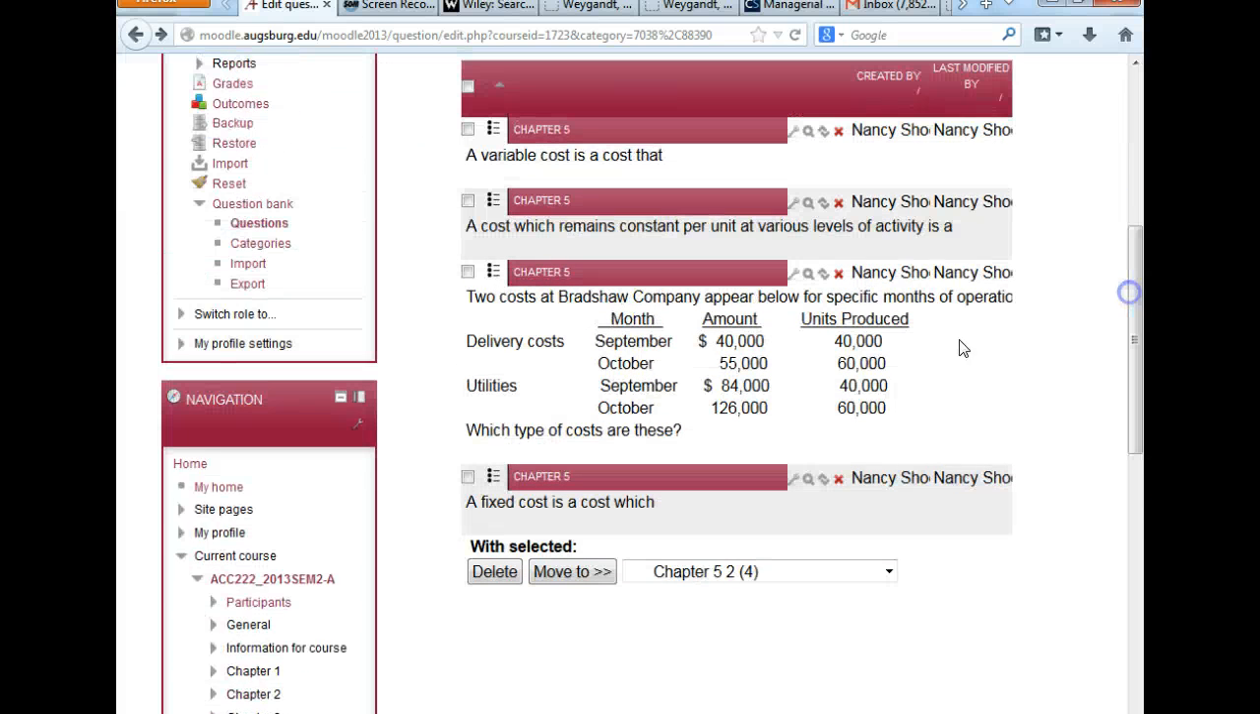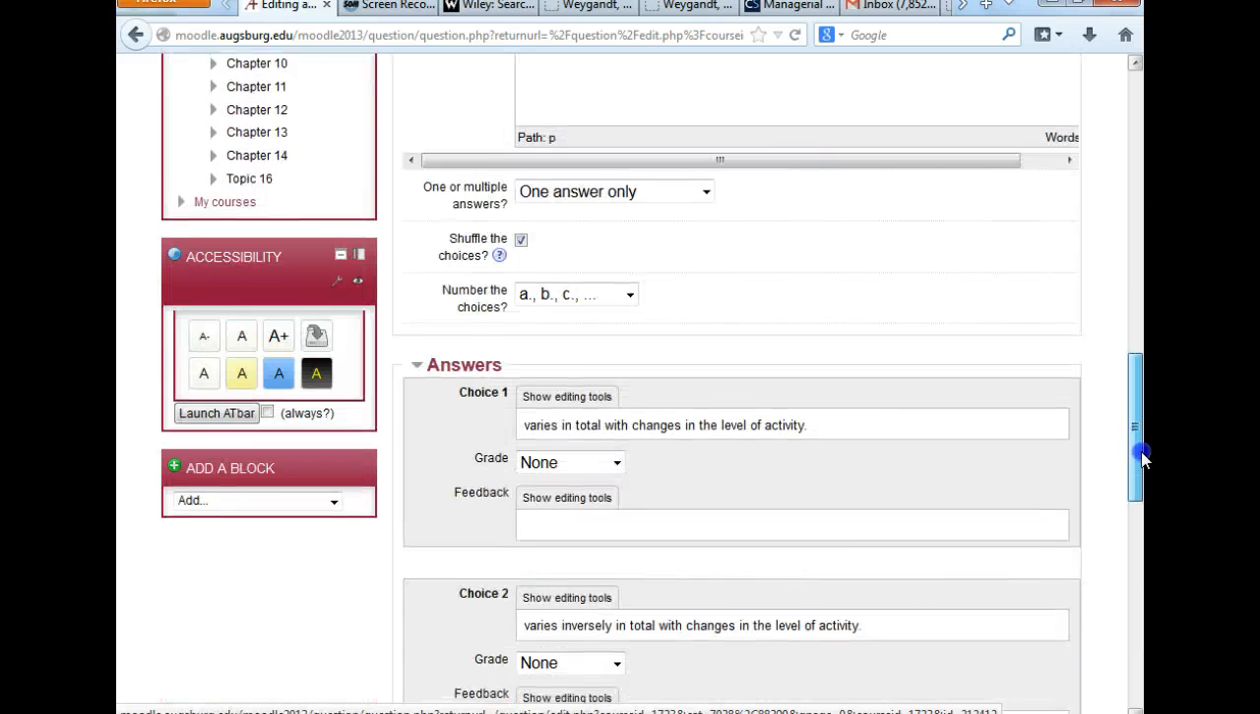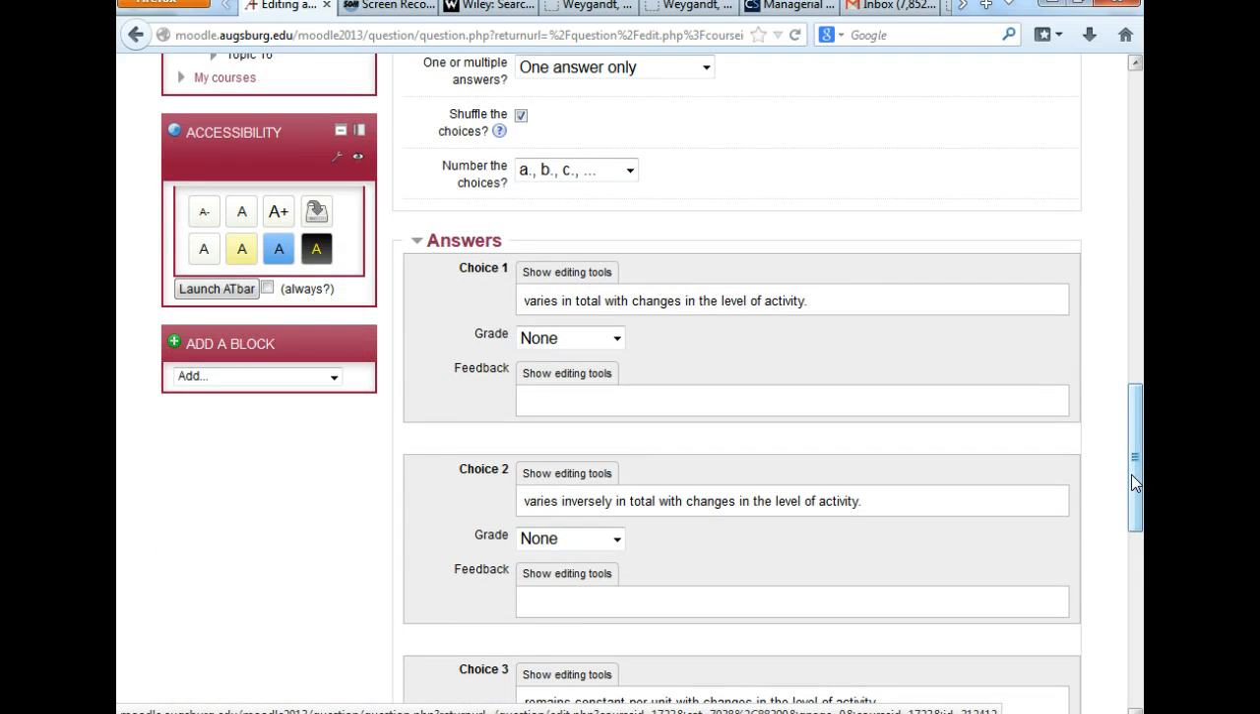Let's see. What is a fixed cost? A fixed cost is a cost which varies in total with changes in level of activity? No. Isn't a fixed cost going to stay the same no matter what the level of activity is? Does that make sense? The fixed cost per unit gets less, but overall, it's going to stay the same, isn't it?